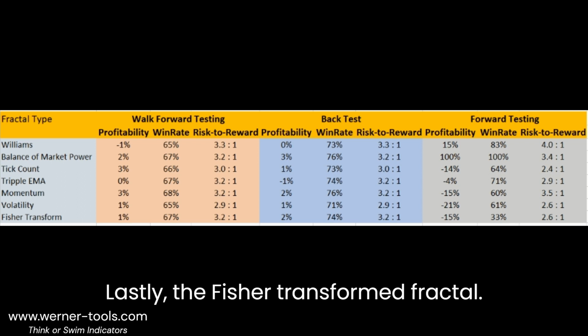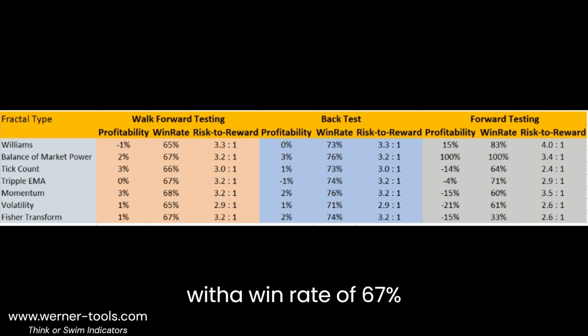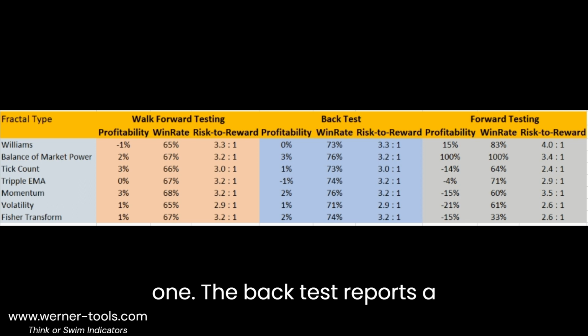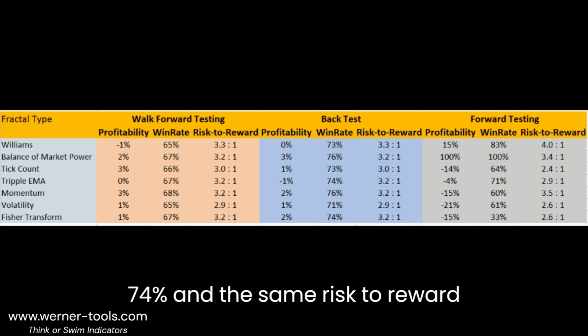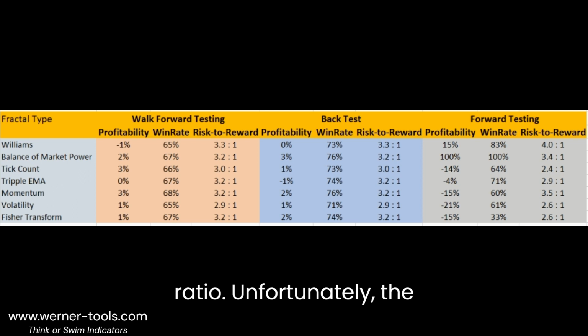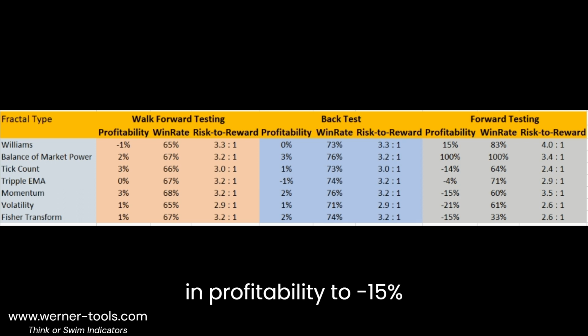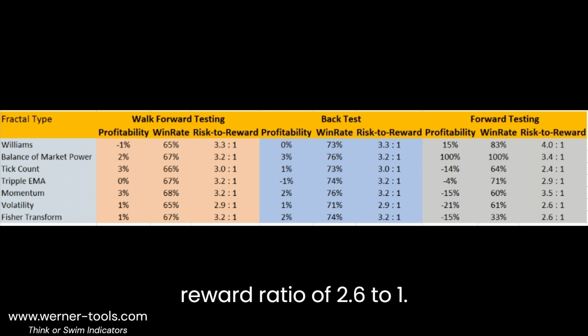Lastly, the Fisher transform fractal. The walk-forward profitability is 1%, with a win rate of 67% and a risk-to-reward ratio of 3.2 to 1. The back test reports a profitability of 2%, a win rate of 74%, and the same risk-to-reward ratio. Unfortunately, the forward test shows a significant decrease in profitability to -15%, with a win rate of 33% and a risk-to-reward ratio of 2.6 to 1.